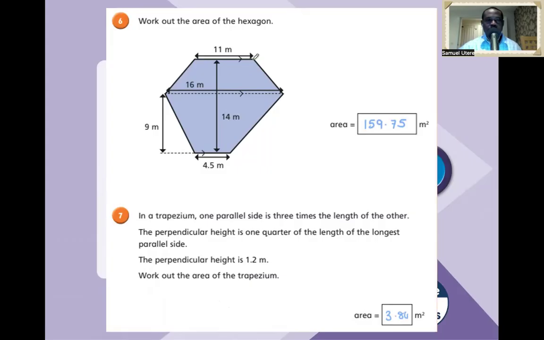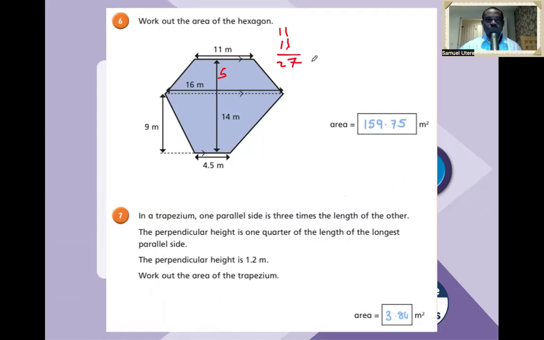And that is 11. So the parallel sides: we already know that this is 5 because from here to here is 9 and the whole lot is 14. So here is 16 and there is 11. We add these two and multiply by 5. So that will be 11 add 16. That's 27.